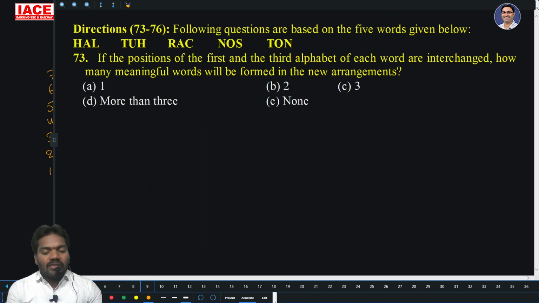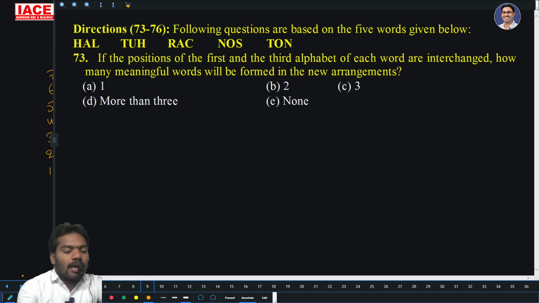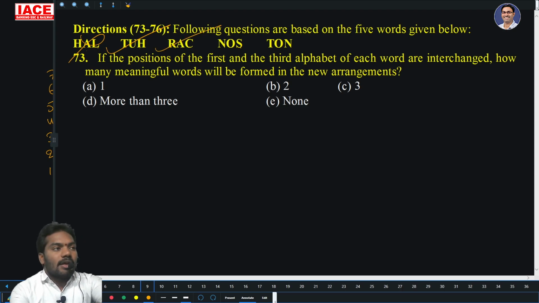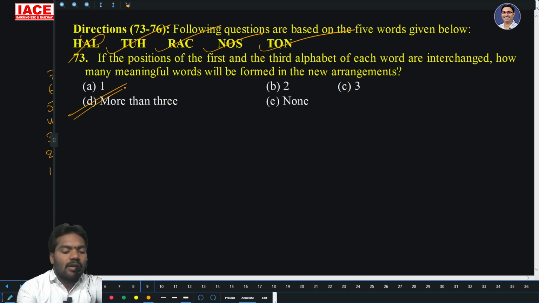The position of the first and third alphabet of each word interchanged. How many meaningful words are there? LAH, not meaningful word. HUT, hut, meaningful. CAR, car, meaningful. SON, sun, meaningful. NOT, not meaningful. More than 3.